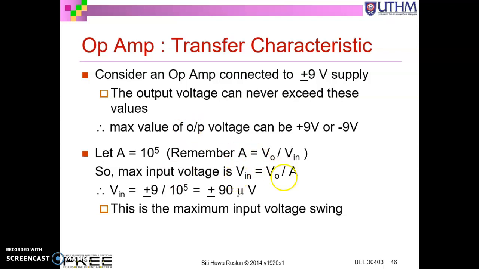So if you rearrange that equation, your A is VO divided by V in. Suppose that this is your voltage gain for your A open loop. Rearranging this equation, you get V in is V out divided by A. Your VO is limited by your supply, so it is plus minus 9 divided by the A open loop. So you have a plus minus 90 microvolt, meaning that this is the maximum input that you can apply at the positive and negative terminals. If you put your V in larger than this, you will get your output saturated.